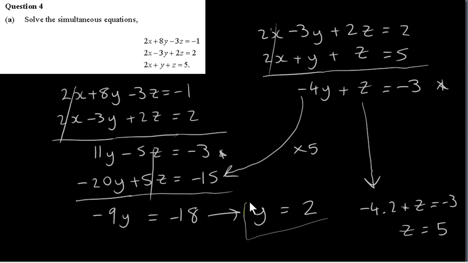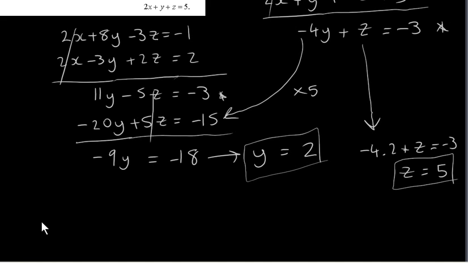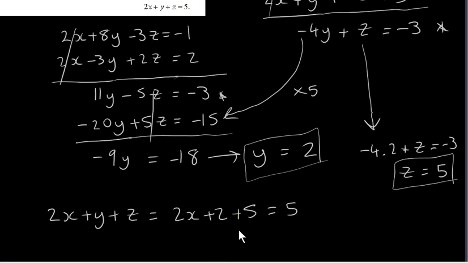So now we found two values. We found y and z. To find the remaining value x, we plug those two values into any of the three equations. So it looks like the last equation is the easiest one to work with. So we have 2x plus y plus z equals 2x plus y, which is 2, plus z, which is 5, equals 5 on the right hand side. So we get 2x equals minus 2, so x equals minus 1.